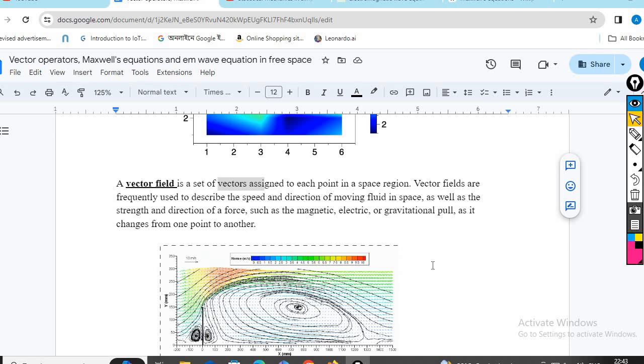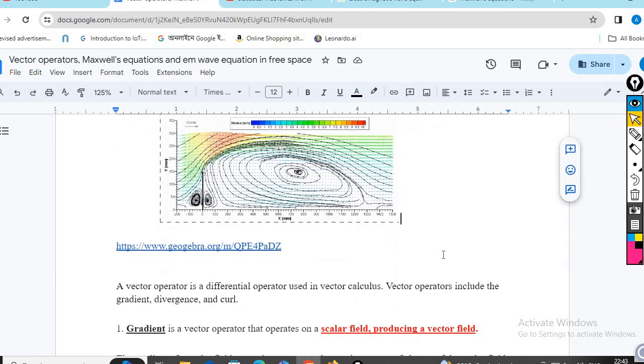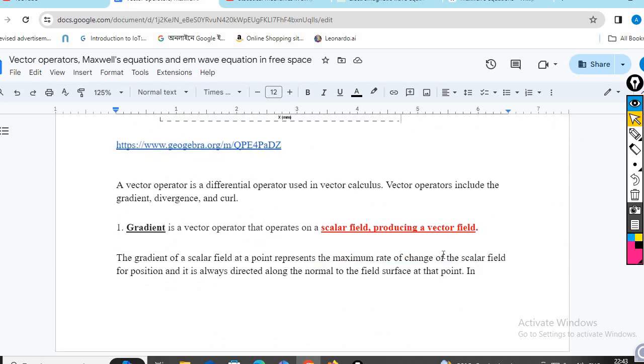So how can we do these things? If you have a field, then by using certain parameters and operations, one can solve the problems and get detailed information about the field. So what are those operators, those operations we can use to get a detailed idea? There are three important operators, known as the vector operators. They are known as gradient, divergence, and curl. These operators will be operated over a field.